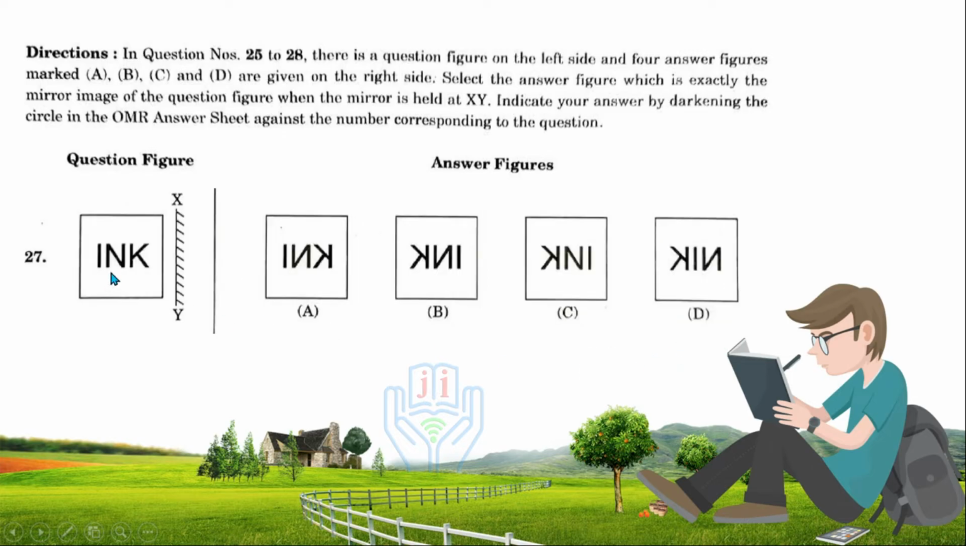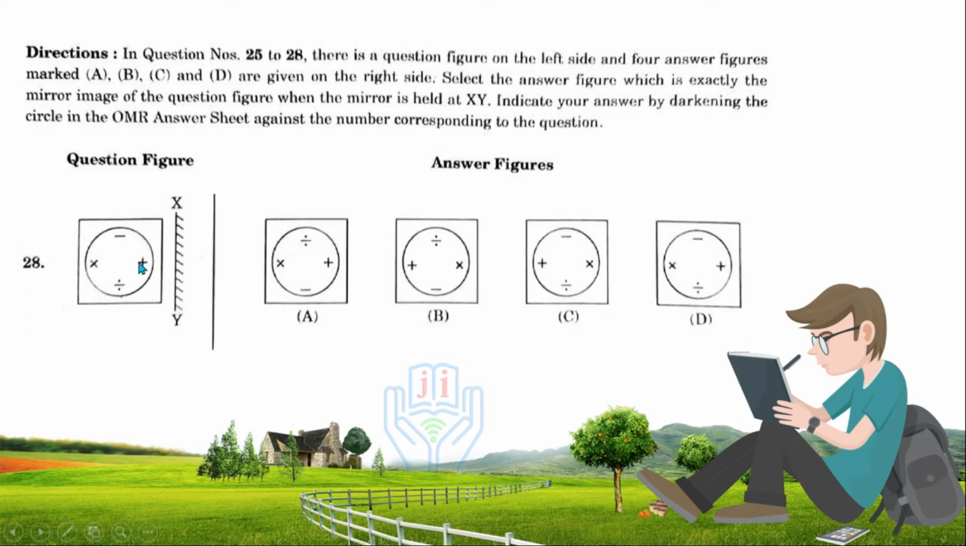Ink. If it is reversed, then K should be here, and N and I are reversed. So N is not reversed here, so the answer will be B. Multiply, plus, minus, divide. If it is reversed, then the answer will be C. If it is reversed, the image's multiplication will come here, plus will come here, and minus and divide should remain the same.